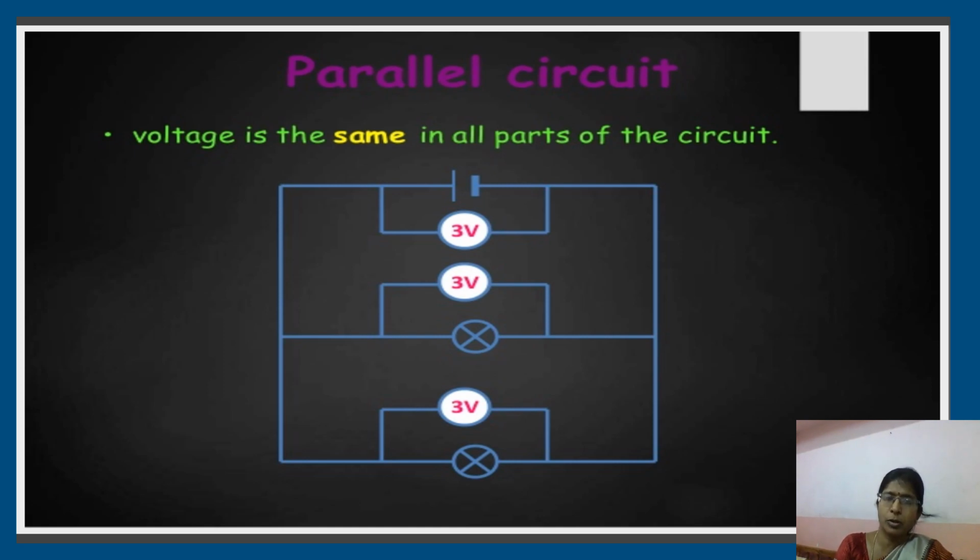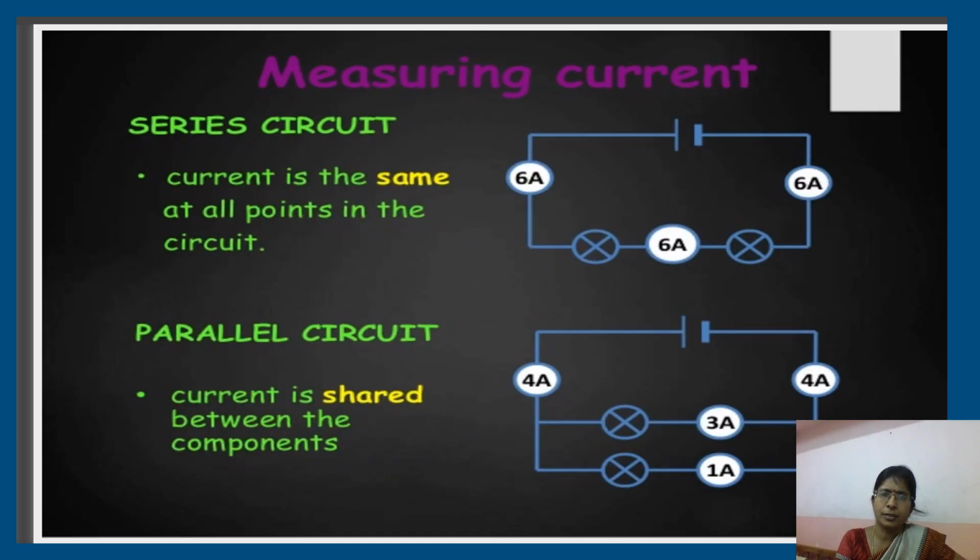So the same voltage is maintained in all the parts of the circuit. Measuring current. In a series circuit, the current is the same at all the points in the circuit. So when you observe the first circuit, here the two resistors are connected in series and the amount of current flowing through them is 6 amperes at all the points. At any point in the circuit, the current flowing is 6 amperes.